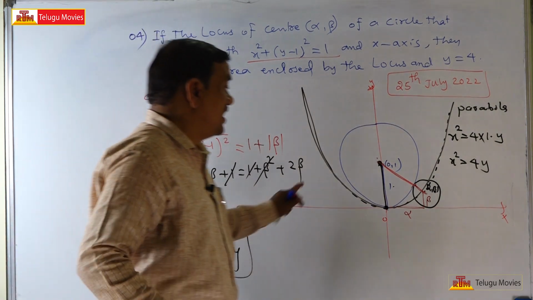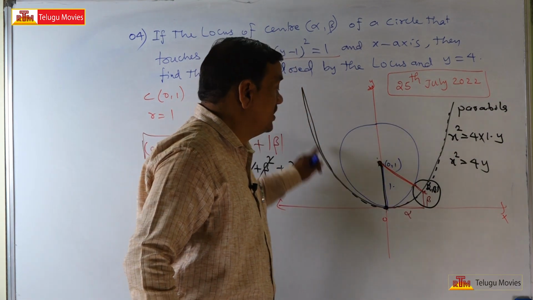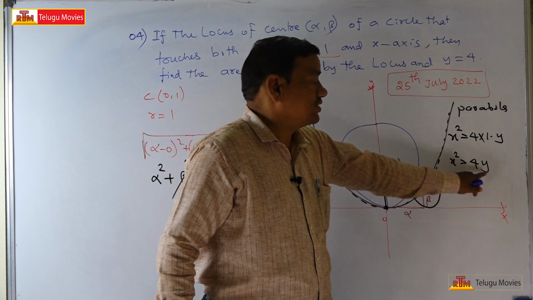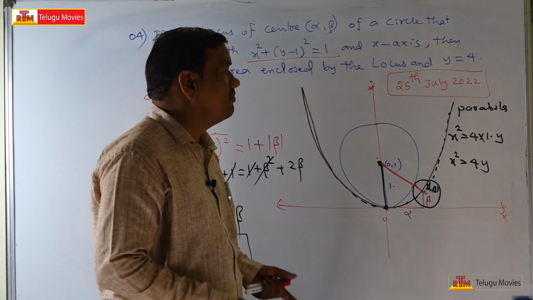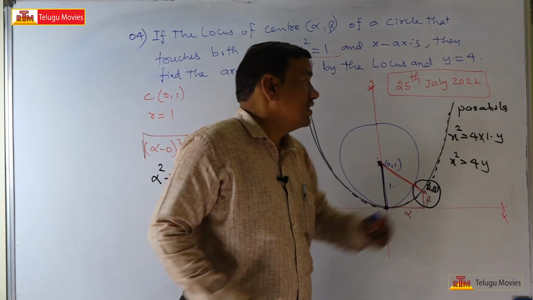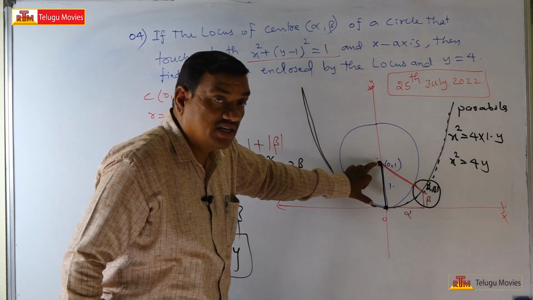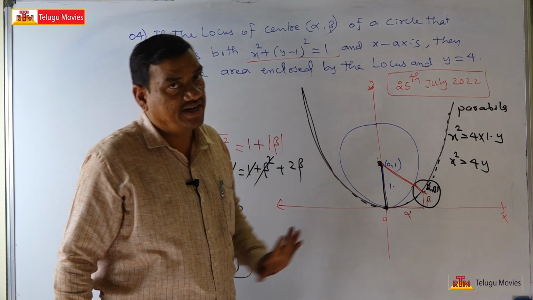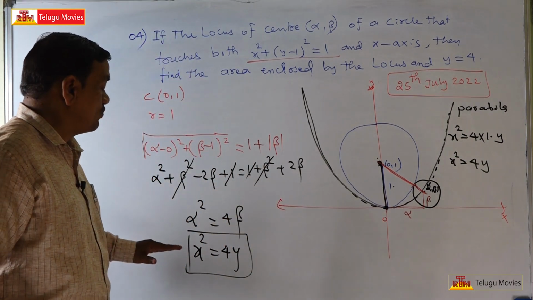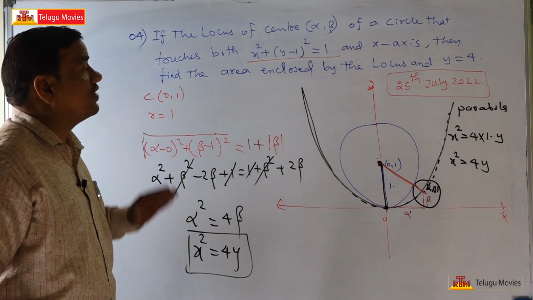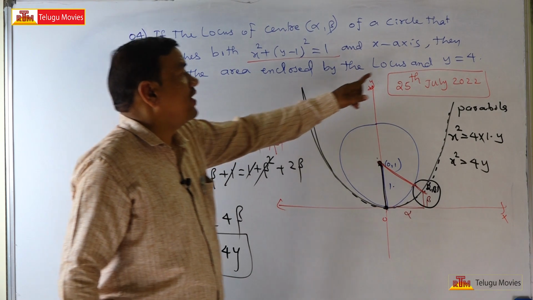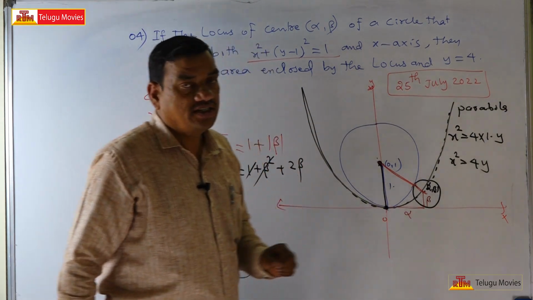So the locus of the center of the small circle is x square is equal to 4y. From here onwards, you remember that it is always a parabola, x square is equal to 4a. So here what is a? A is nothing but the distance between the focus and the vertex. Right. So after getting x square is equal to 4y, now he has asked to find the area enclosed by this locus and y is equal to 4. So let us see that.